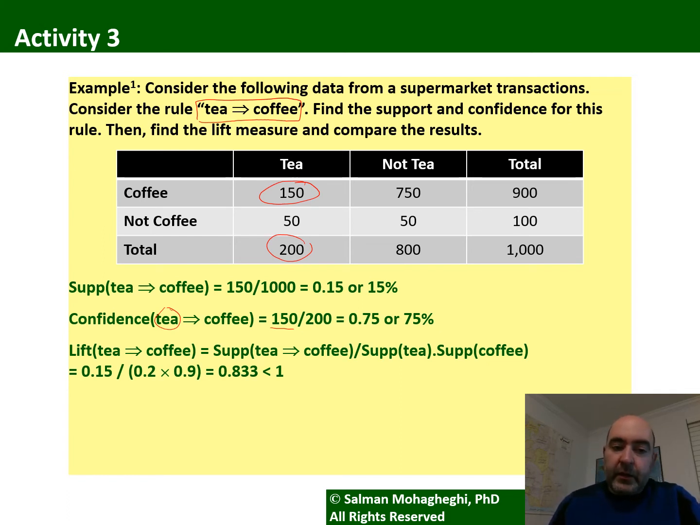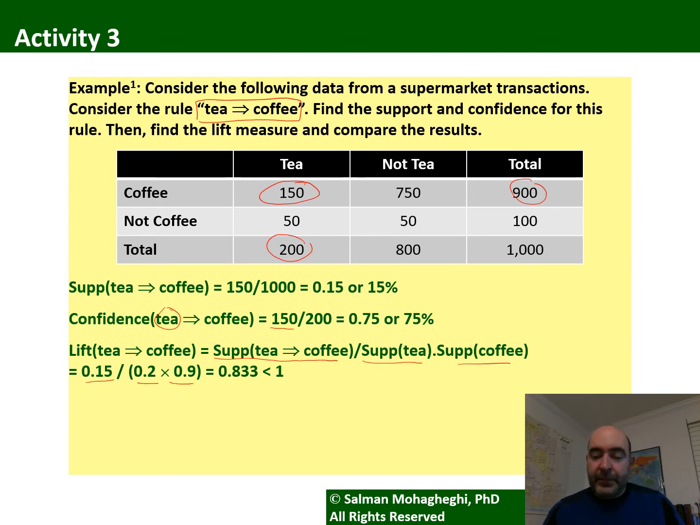Finally, when I calculate the lift for tea then coffee, that would be the support for tea then coffee divided by support for tea times support for coffee. From the first example, this support for tea then coffee would be 0.15 or 15%. The marginal support for tea would be 200 people or 0.2, and marginal support for coffee would be 900 people, or 0.9. This lift would be 0.833, which is less than 1. Based on what we saw in the previous slide, when the lift is less than 1, that means there's actually a negative dependence between tea and coffee.